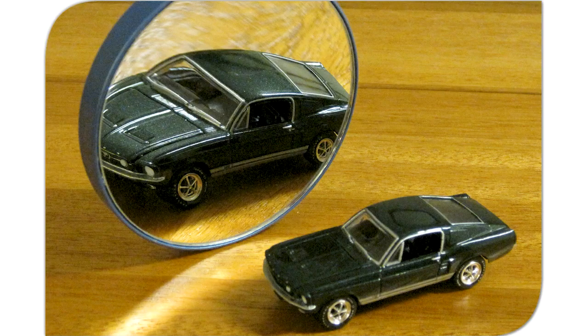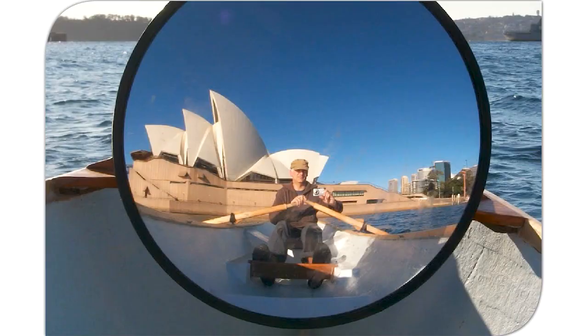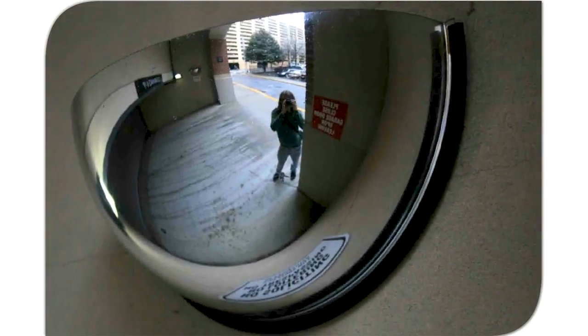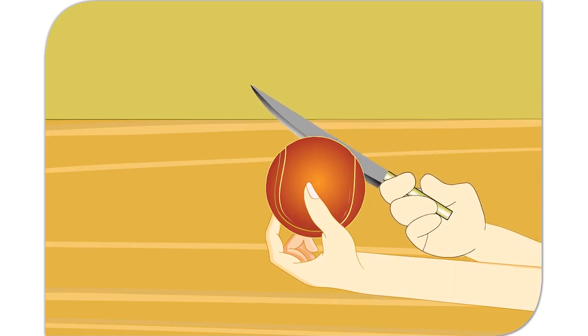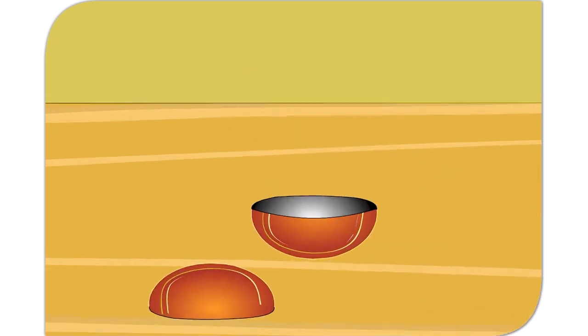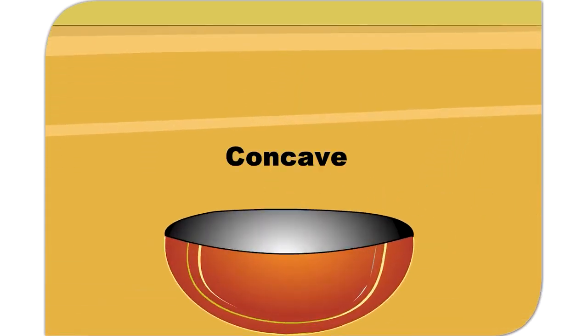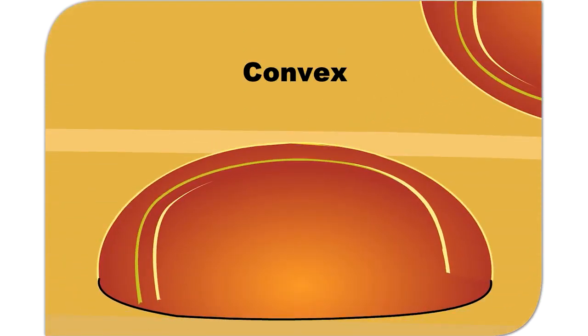Spherical mirrors are of two main types, concave mirror and convex mirror. In a concave mirror, the reflecting surface is curved inwards. In a convex mirror, the reflecting surface is curved outwards. If you cut a hollow rubber ball with a knife, the inner surface of the cut ball is called concave and the outer surface of the cut ball is called convex.